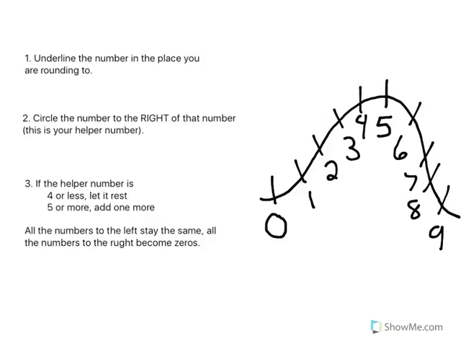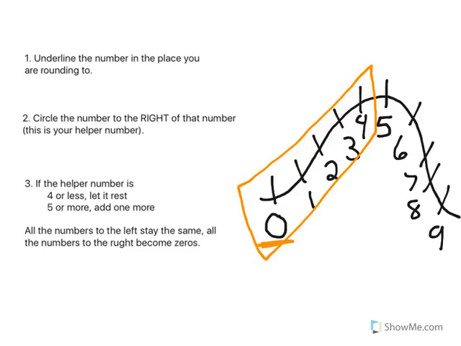Now the last step is to look at that helper number, and if it's 4 or less, you let it rest. That's this part of the number line right here. Because if it's 4 or less, that means it's closer to this 0 or to the multiple that comes before it, so you leave it alone, you let it rest.